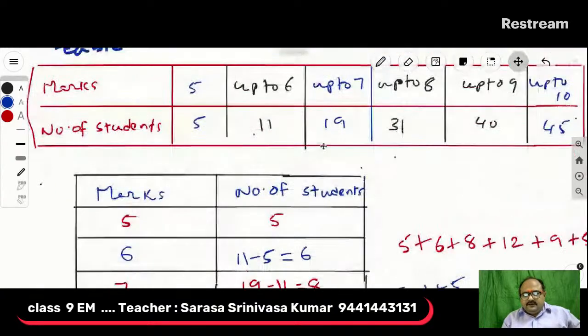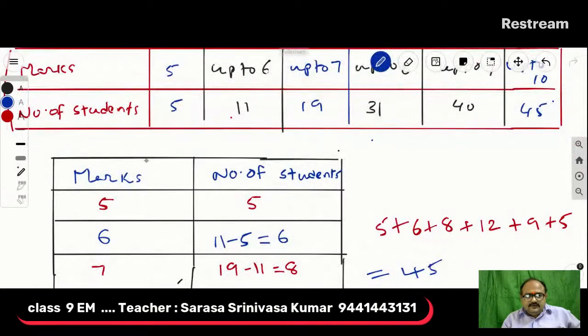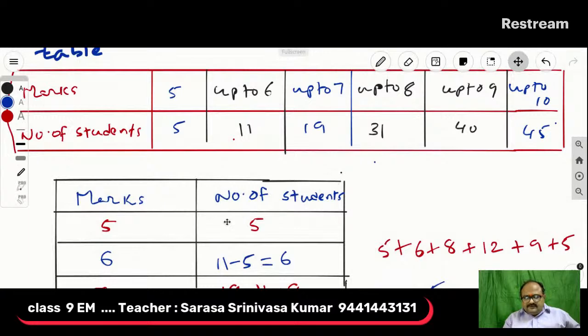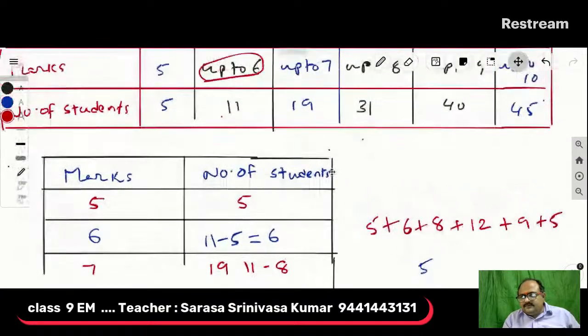Here let us observe how to prepare this table. 5 marks are noted down. So the first row is completed, 5 marks, 5 students. Here up to 6. Up to 6 marks means I will write here.